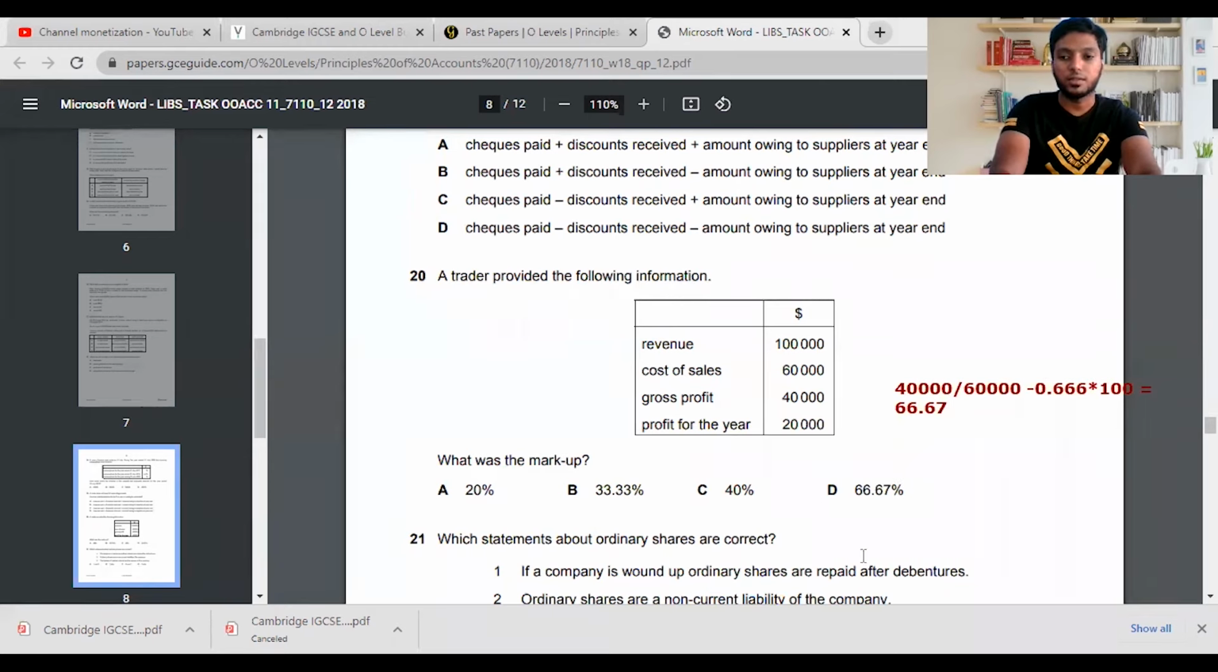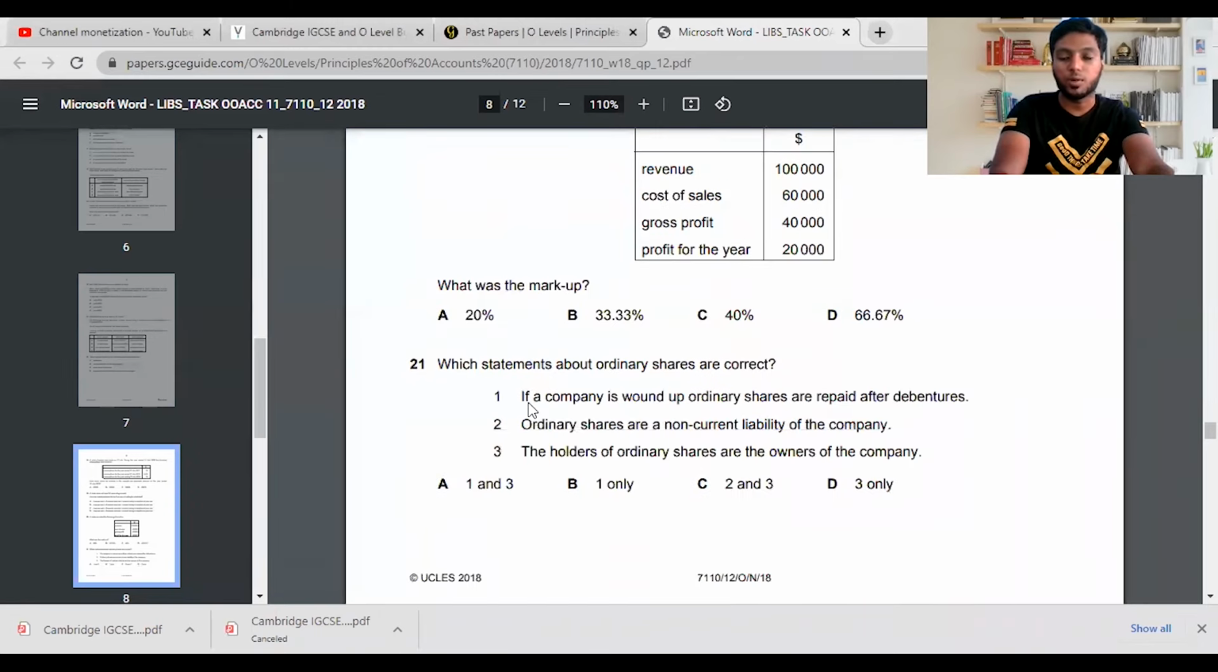I'm going to write here D. So 20th is D. Then we move on to the 21st MCQ. Let's move on, guys. Which statement about ordinary shares are correct?